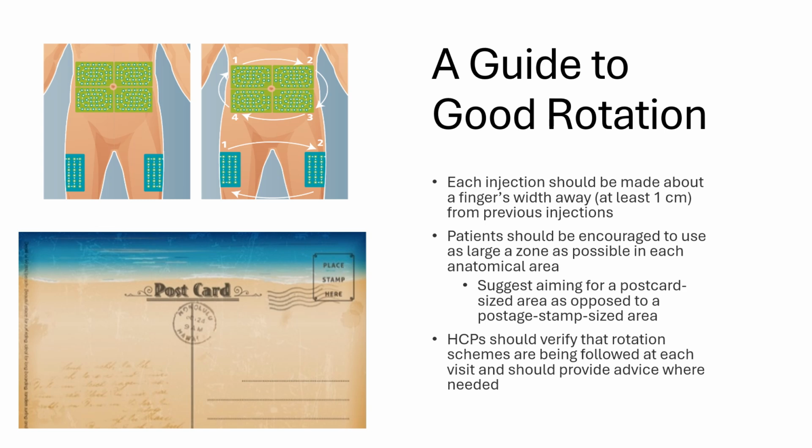It doesn't matter what they do, but each injection should be at least 1 centimeter apart from the previous injection, which is pretty hard to find where the previous injection was. So it's pretty good to try to choose sides or quadrants when we're doing these so that there aren't repeated injections in the same place. So they should be encouraged to use as many sites and zones as possible, and healthcare providers should verify that rotation schemes are being followed, especially if they're in an outpatient diabetes clinic or an inpatient diabetes nurse for certain.